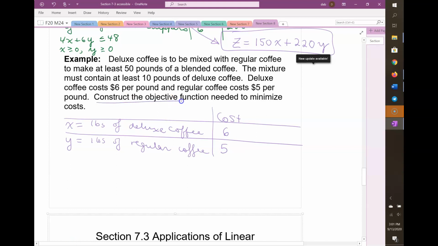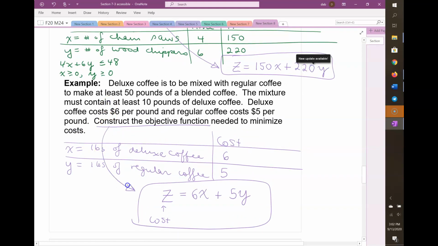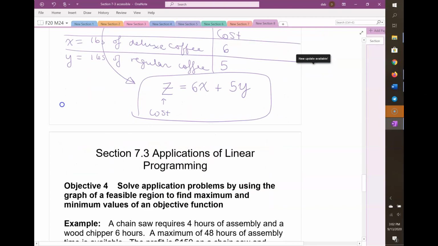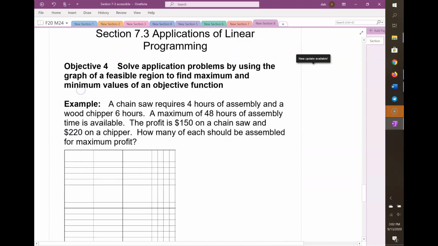So construct the objective function means to write z equals, and z is now representing cost, but we always use z, $6 for each pound of deluxe times x pounds of deluxe, plus $5 for each pound of regular times y pounds of regular. So this is construct the objective function to minimize the costs. And then that's going to be the last step of the process. So I'm going to pause here and make another video with the rest of this section that is completely solving the problems.